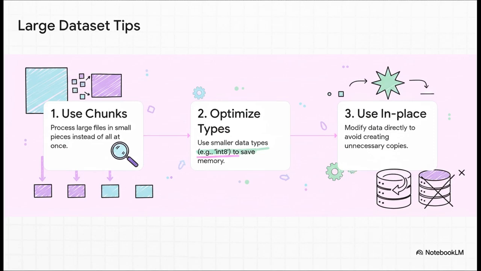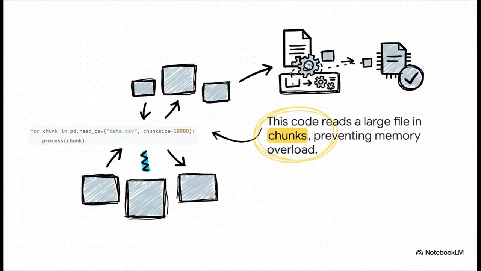So here are 3 super practical techniques you can use right away. First, process those huge files in smaller pieces, or chunks. Second, always choose the most memory-efficient data types for your columns. And third, modify your data frames in place whenever you can to avoid creating all these extra copies in memory. And here's a look at that first tip in action. Just by adding the chunksize argument when you read a file, you're telling Pandas, hey, process this in manageable pieces. This is a total lifesaver. It means you can work with files that are way, way larger than your computer's RAM.